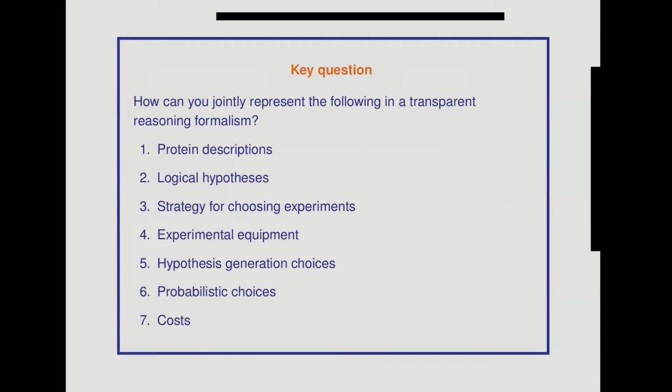So a key question, how can you jointly represent the following? We are needing a variety of things. We need to be able to describe protein descriptions. We need logical hypotheses. We need a strategy for choosing the experiments. We have to describe the experimental equipment within our system, ideally. We need to describe the hypothesis generation choices and the probabilistic choices and costs. In this case, costs, because this is a decision theoretic optimization problem, minimizing these costs is at the center of what we're trying to do.